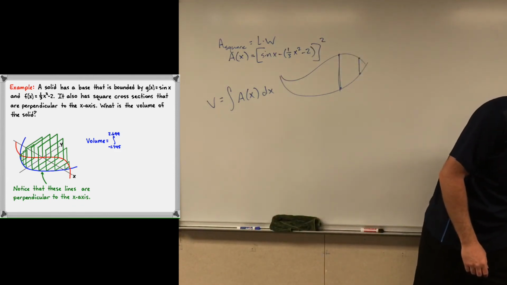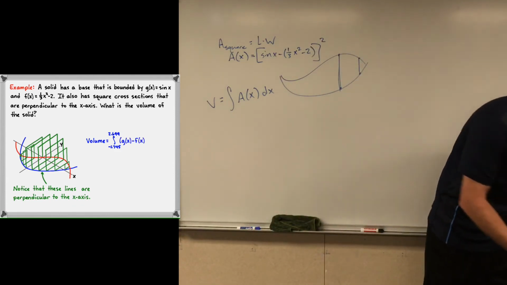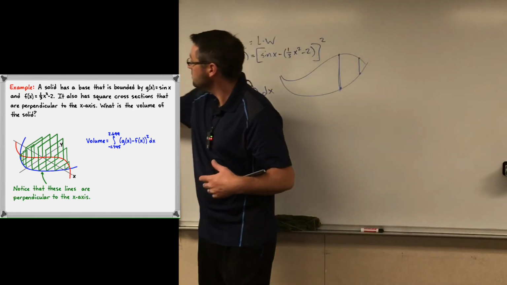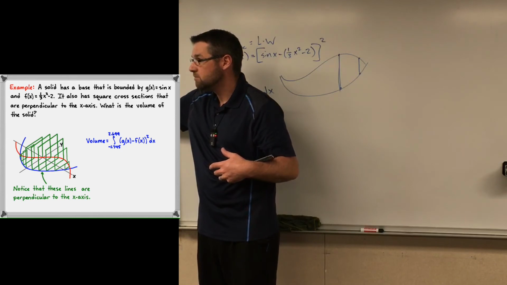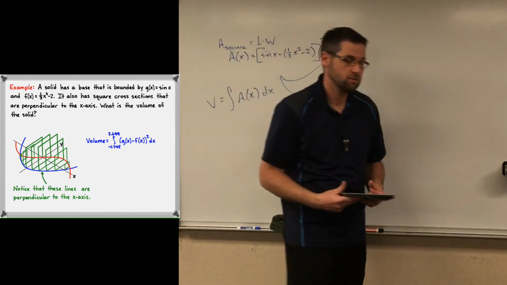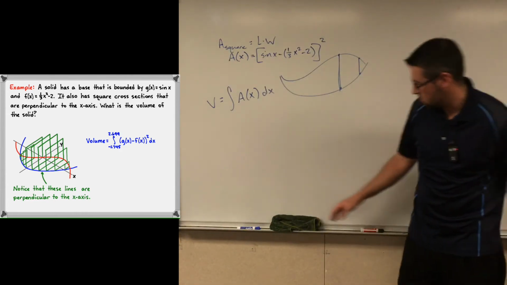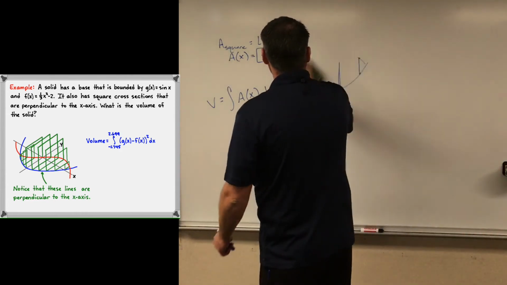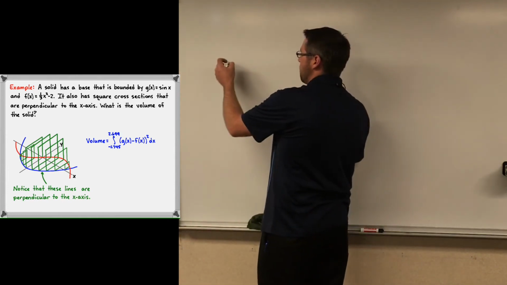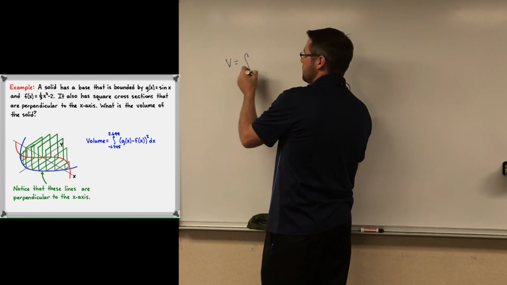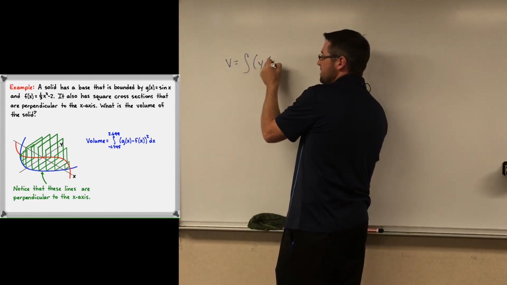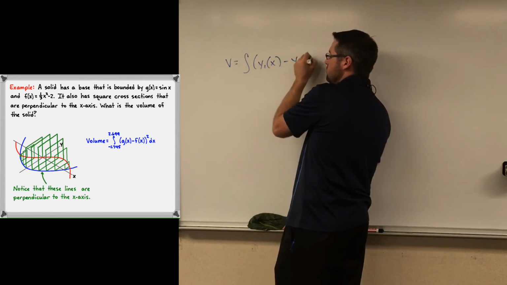All right, do this with your calculator. So we got g of x in this case minus f of x squared. So, do you have sine of x stored in y1? Yeah. Do you have 1/3 x squared minus 2 stored in y2? Okay. What are you going to type into your equation? Yeah, so you're not going to write this on your paper, but we're going to say the volume is the integral of y1 parentheses x minus y2 parentheses x.